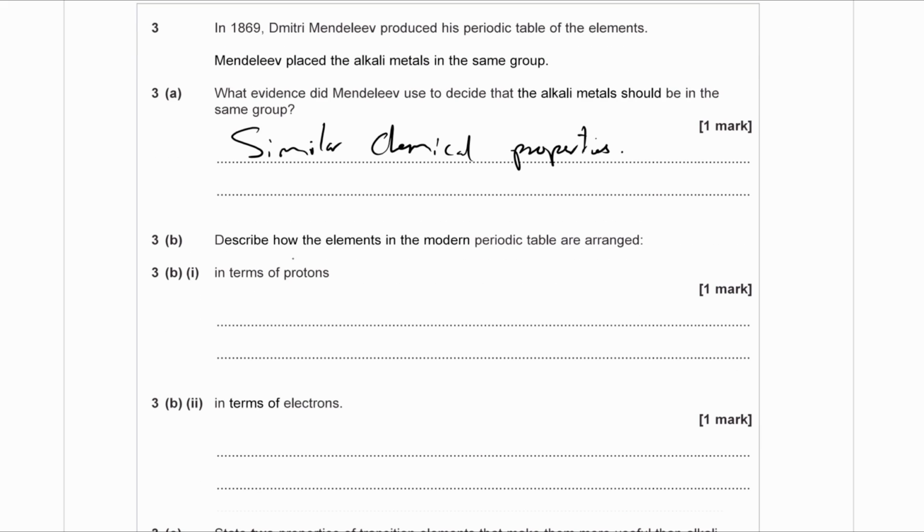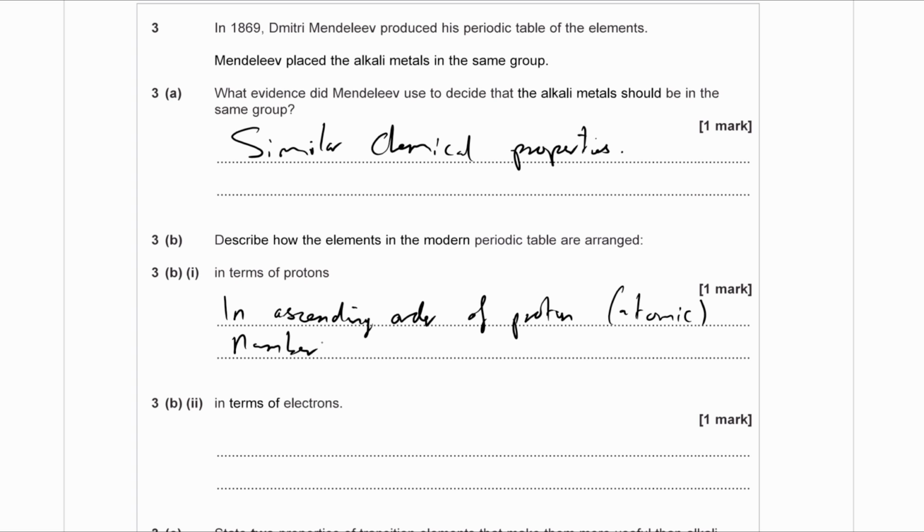B, it says describe how the elements in the modern periodic table are arranged. Part 1, in terms of protons. So they are arranged in ascending order of proton. I'm going to put in brackets here atomic, because they're the same thing, atomic number or proton number. Alright, so starting from 1, which is hydrogen, and all the way through.